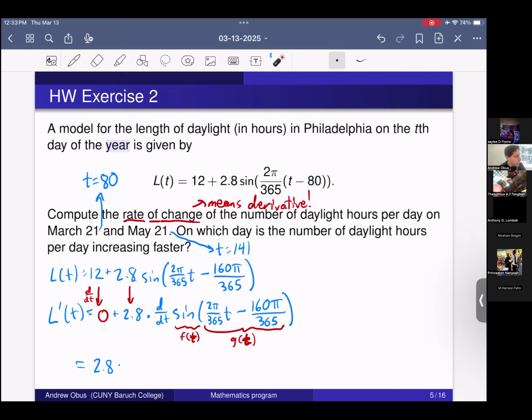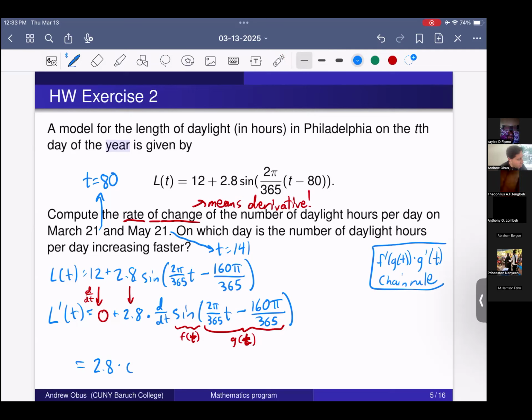Okay. So we get 2.8 times. Now we need the chain rule formula again, which I'll recall, right? The derivative is f prime of g of t times g prime of t. This is the chain rule formula. Okay. So the derivative of sine is cosine.